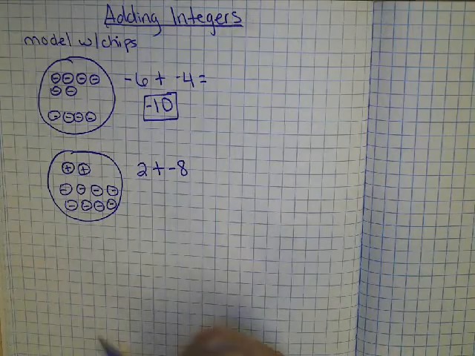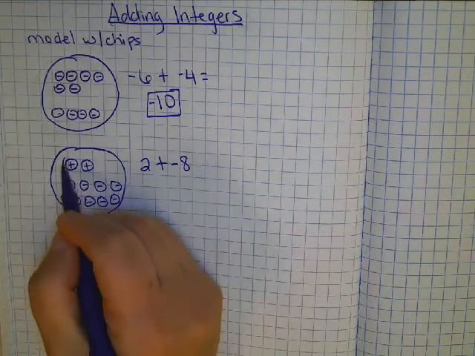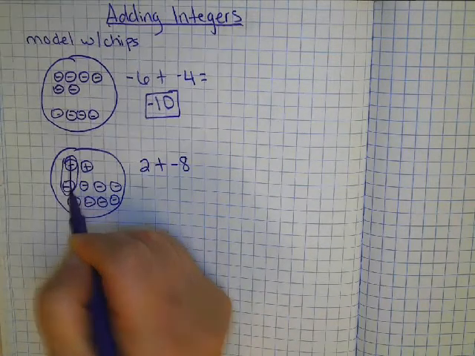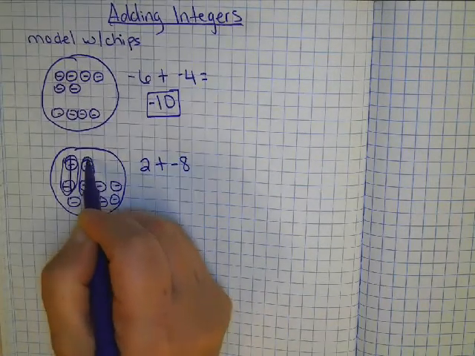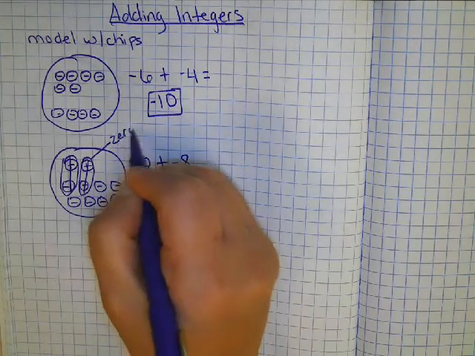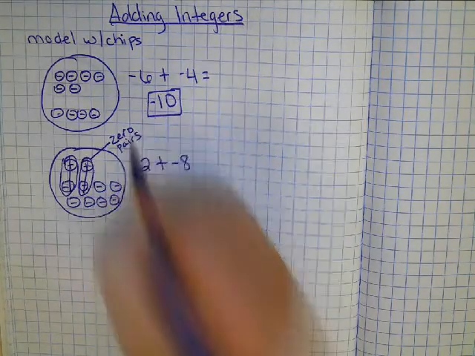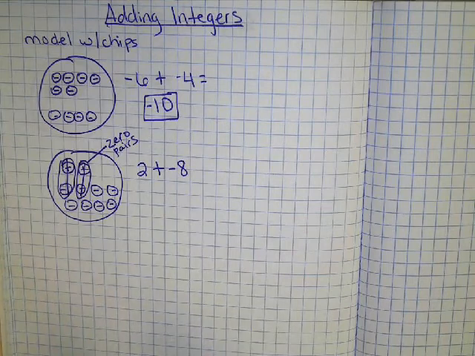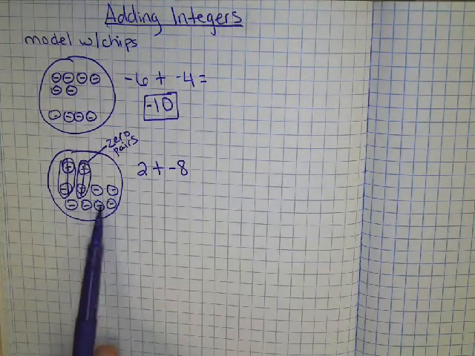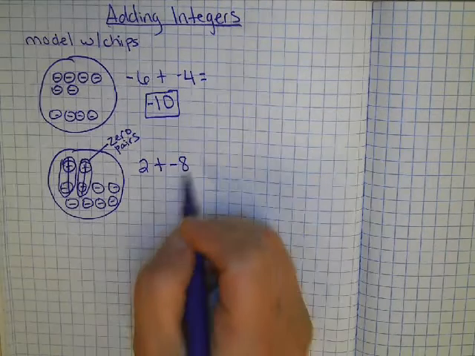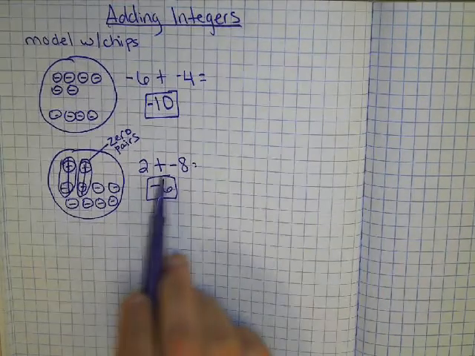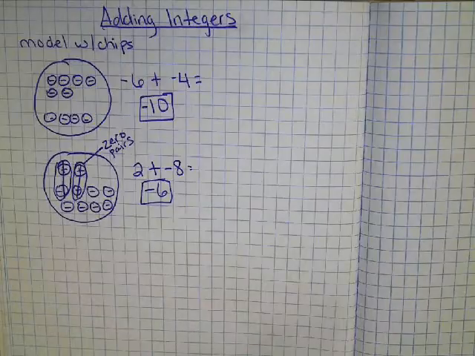Now I know something about 1 positive and 1 negative. If I have something and then take it away, it gets 0. A positive and a negative cancel each other out, and they get what we call 0 pairs. So that is our vocabulary word, 0 pairs. So now I cancel out my 0 pairs, and I'm left with 1, 2, 3, 4, 5, 6. -6. So now I know 2 plus -8 is -6.